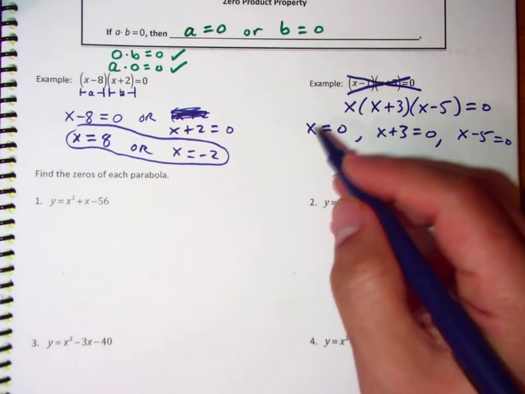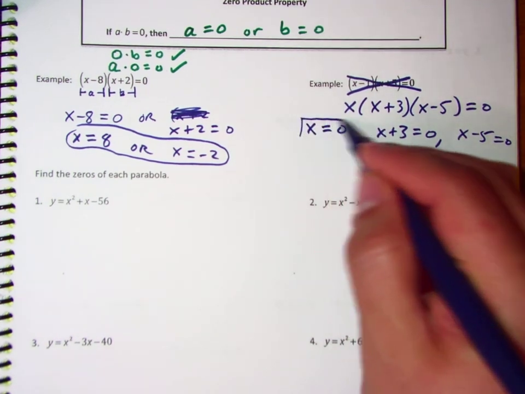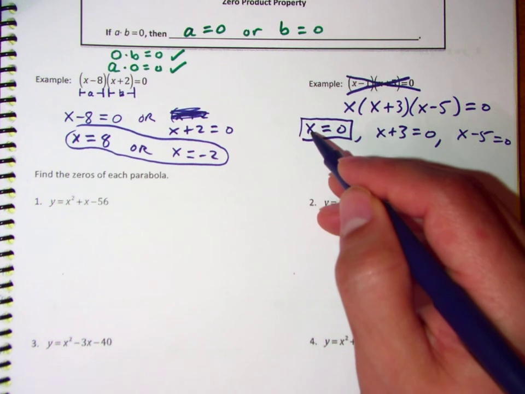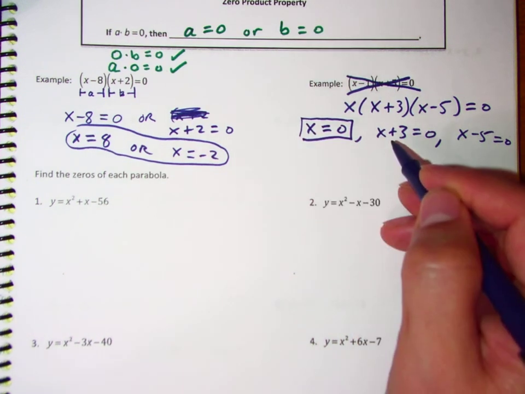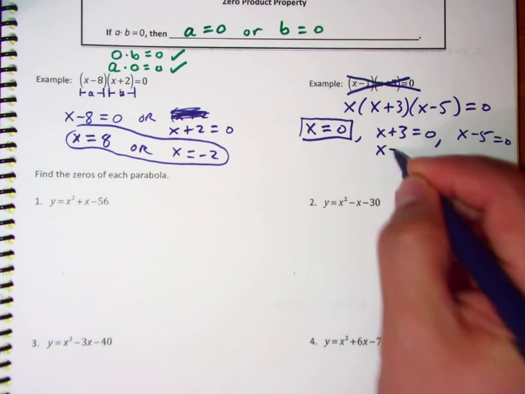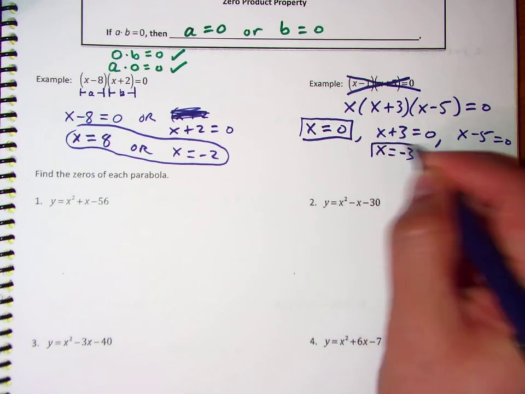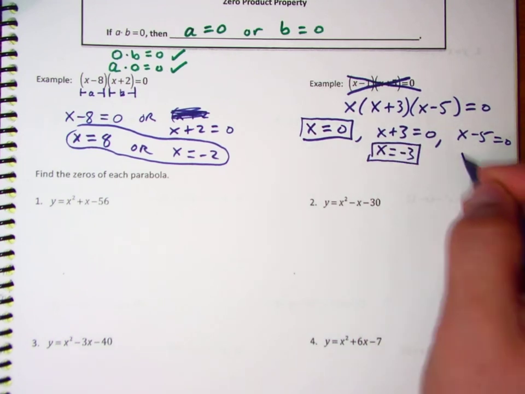Okay, and if you notice, this one is already solved. There's nothing to do to get x by itself since it's already alone. Here, however, you're going to subtract 3 on both sides. So you get x equals -3. And then over here, you get x equals 5.